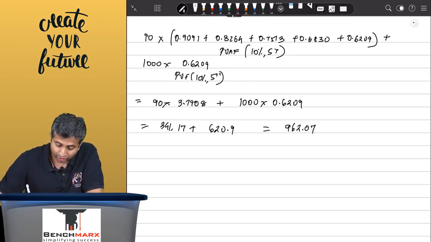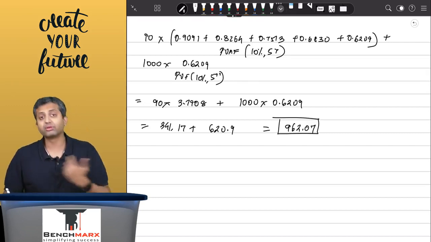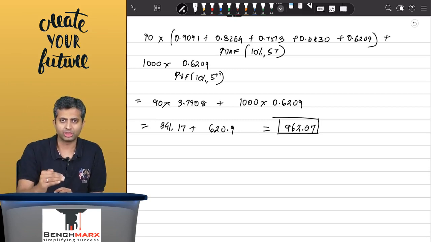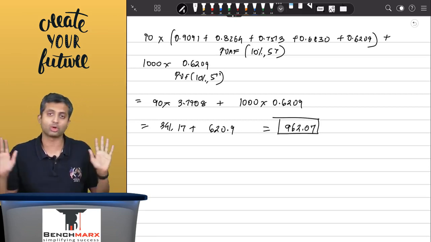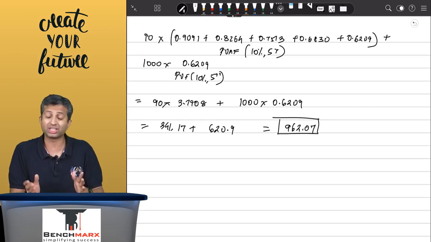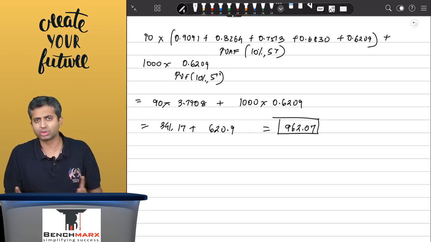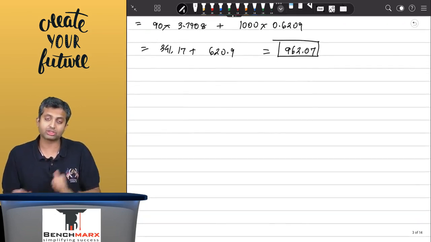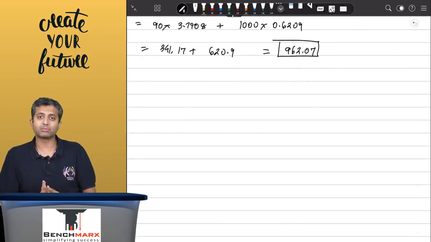So a lot of students over here tend to wonder that, sir, will this work? When will this work? Well, this will work if your cash flows are equal in each year. If your cash flows are not equal, this cannot work. You cannot take 90 common in the brackets, and hence this cannot work if the cash flows are not equal. If they are equal, like in this case, this will work. Secondly, students always think, sir, if I do it in such a short form, will I get marks?